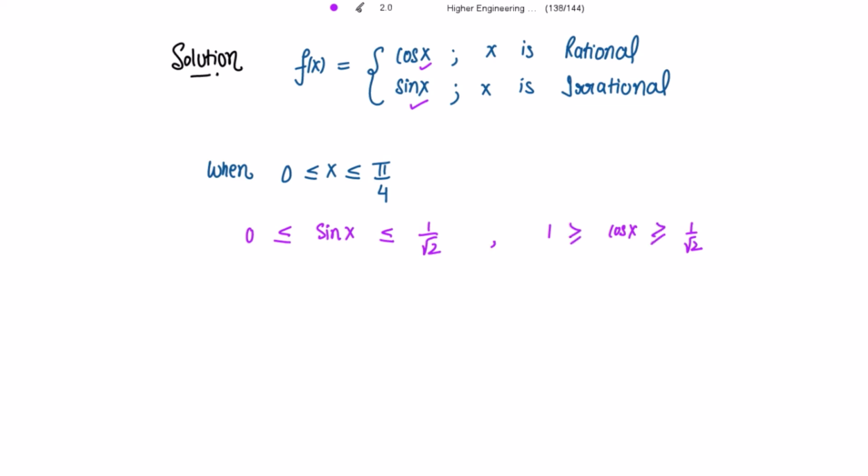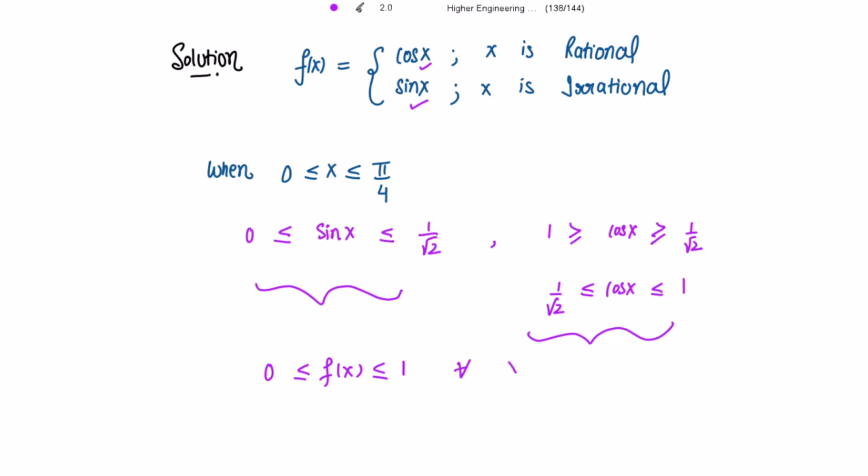We can also write cos x as greater than or equal to 1 by root 2 and less than or equal to 1. So from these two we can say that our function is lying between 0 and 1 for all x belonging to the closed interval 0 to pi by 4. And because this function is lying between 0 and 1, this is a bounded function.